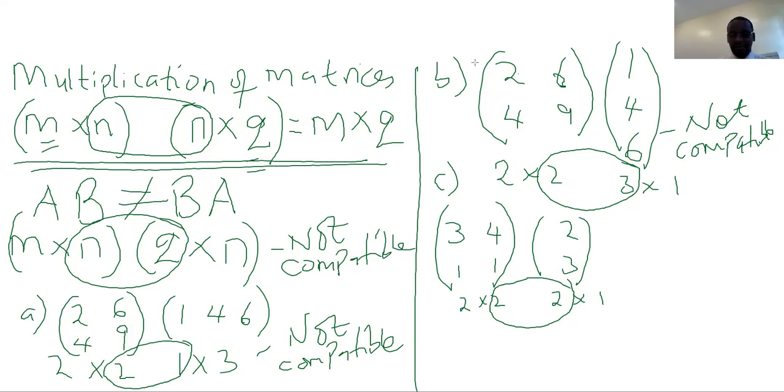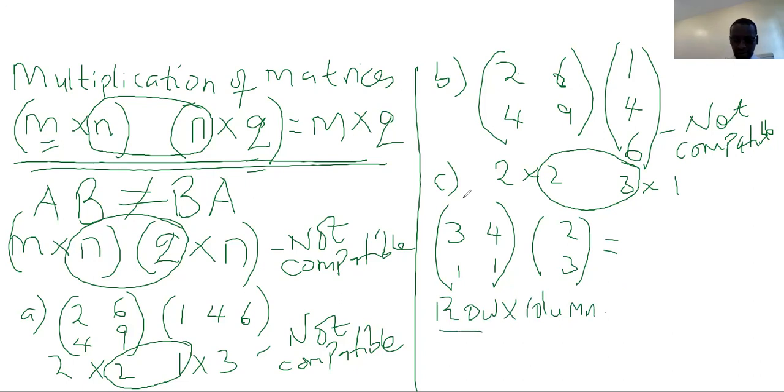Let's see, how do you multiply them? I think that should be the next question. The way you multiply is row multiplied by column. Row times column. It's like we are making a cross: row, column, row, column. First row, first column. First row, second column. Second row, first column. Second row, second column. So we will be doing them like that.